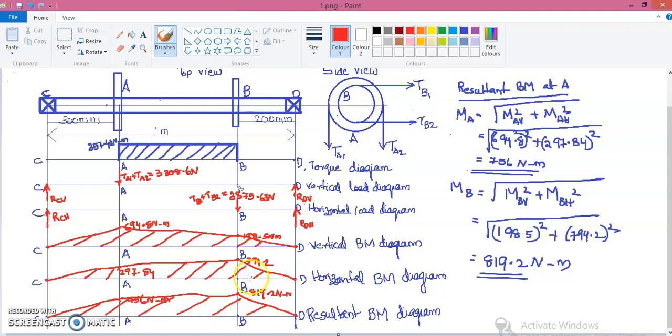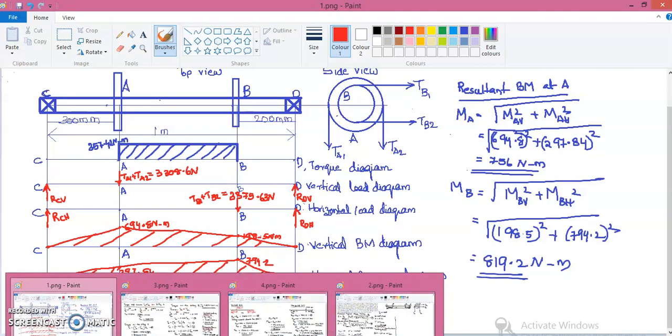So referring to this figure, we can see that the bending moment is maximum at the point B, that is 819.2 Newton meter. So we have all the values required for calculating the diameter of the shaft. We have the torque value, that is 357.42 Newton meter, and we have the maximum bending moment acting at this point B, that is the resultant bending moment 819.2 Newton meter. Now we can do the remaining calculation.